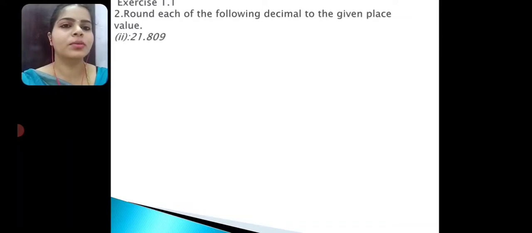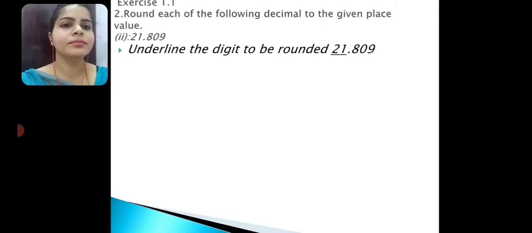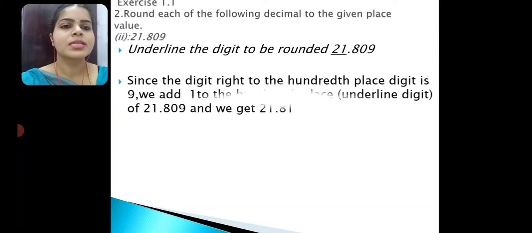Now let us solve the second problem, Roman number 2 problem, 21.809. In that, underline the digit to be rounded. We have underlined 21. Since the digit right of the 100th place digit is 9, we add 1 to the 100th place of 21.809 and we get 21.89. Sorry, we get 21.81.